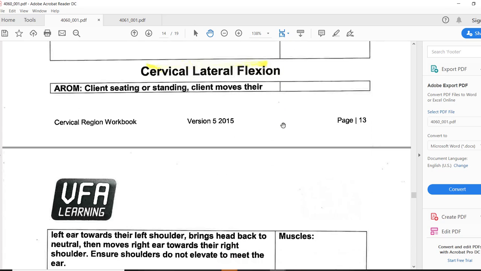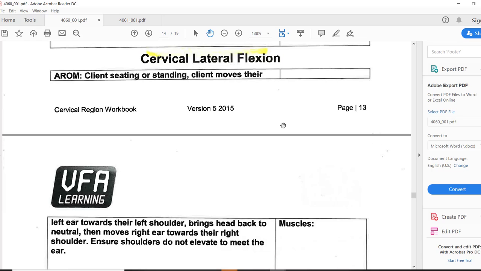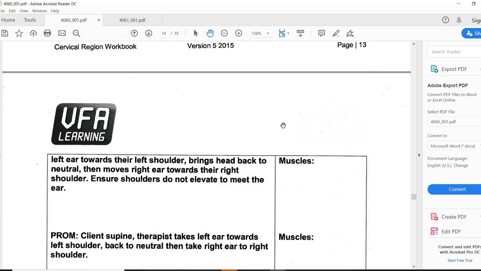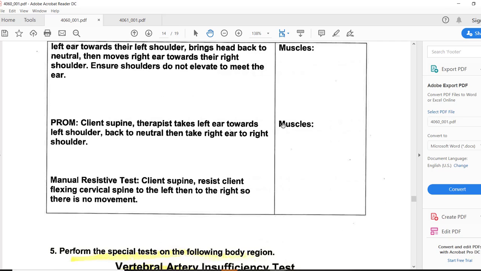Cervical lateral flexion, it's an active range of movement. Client is seated or standing and the client moves their left ear towards their left shoulder, brings the head back to neutral, then moves the right ear to the right shoulder. Make sure the shoulders do not elevate to meet the ear. Passive range of movement, the client is supine and the therapist takes the left ear towards the left shoulder and back to neutral, and then the right ear to the right shoulder. Resistive test, the client is supine and resists the client's flexing cervical spine to the left and then to the right, so there is no movement.